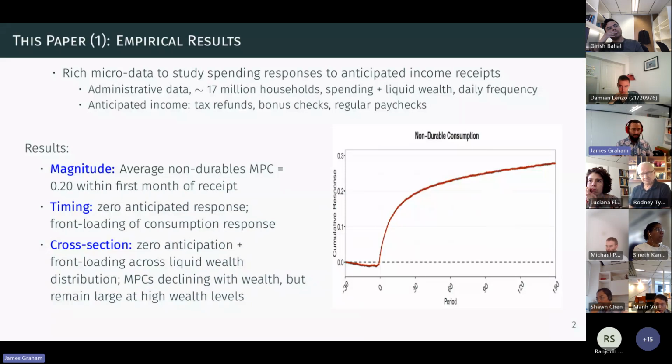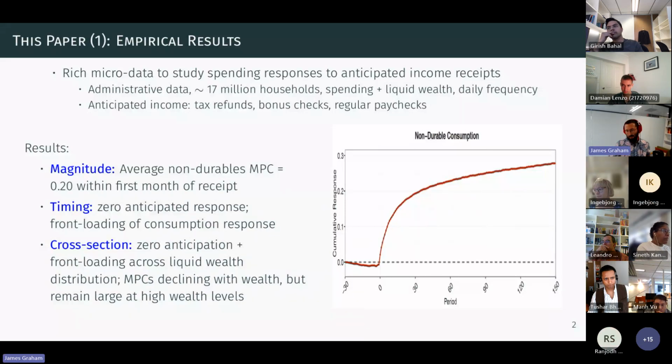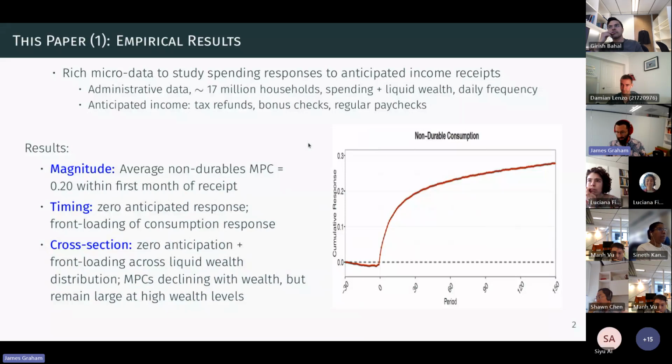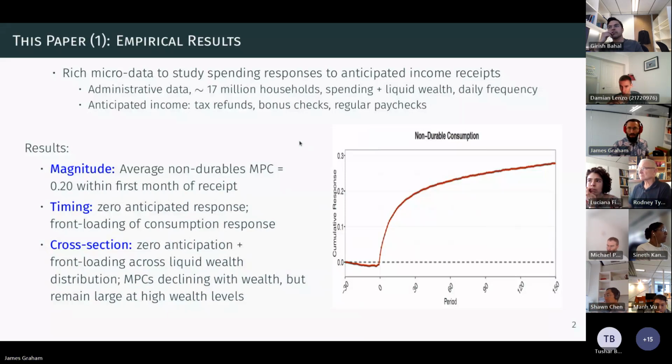So even if we're undercounting liquid wealth, it's surprising that you would be seeing this lack of anticipated spending and significant overspending in the first 30 days. But yeah, you're right. It's subject to these caveats, as every paper in this literature is. So understood. Yeah, thanks very much. No, it's a good question, and you'll see exactly what I mean by liquid wealth quite soon.